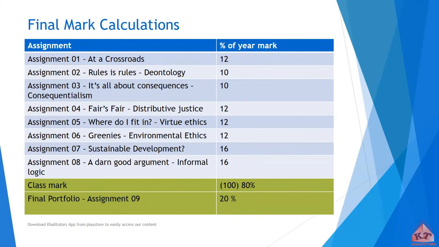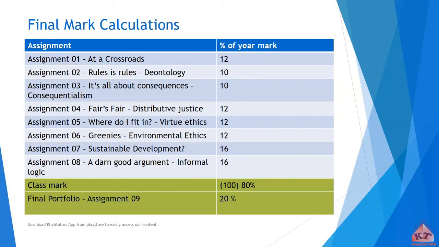So let us look at how each assignment contributes towards your final mark. Okay, so assignment 1 contributes 12% towards the class mark, not the final mark. Okay, so it's 12% of the class mark. Assignment 2 and 3 each is 10%. Assignment 4 up to 6 each contributes 12%. Assignment 7 and 8 each contribute 16% towards the class mark. The class mark contributes 80% towards your final mark.